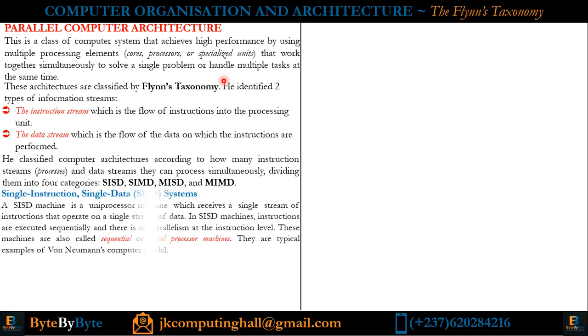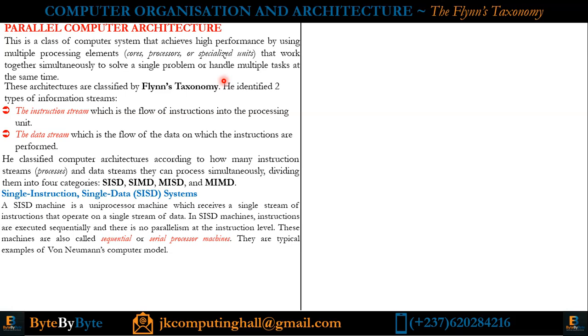Now, let us look at them. One, single instruction, single data, SISD systems. A single instruction, single data machine is a uniprocessor machine which receives a single stream of instruction that operates on a single stream of data. That's why we have the name single instruction, single data. And it is a uniprocessor machine because it receives a single stream of instruction and it operates on a single stream of data. In SISD machines, instructions are executed sequentially and there is no parallelism at the instruction level.